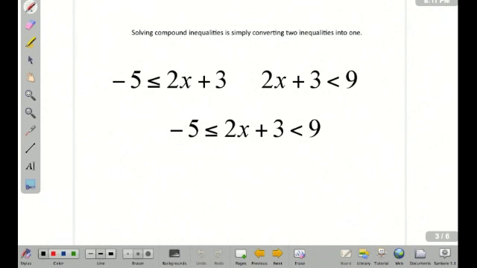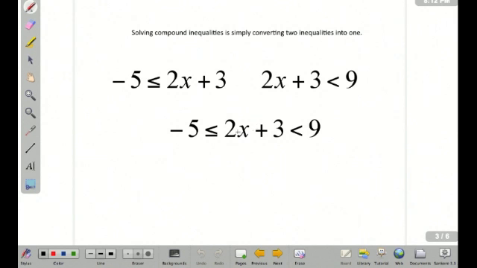So when we're talking about compound inequalities, essentially what we're doing is taking two different inequalities and making them into one. So here's one inequality: 2x plus 3 is greater than or equal to negative 5. And the second inequality: 2x plus 3 is less than 9. Essentially we're taking those same things. You notice that the 2x plus 3 are the same on both sides, and we're putting the expression in the center, and we're putting our inequalities aligned in the same direction, and putting our outside numbers outside of our inequality signs.